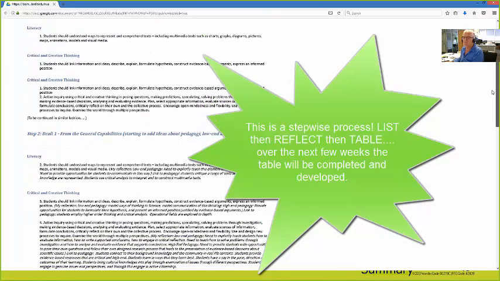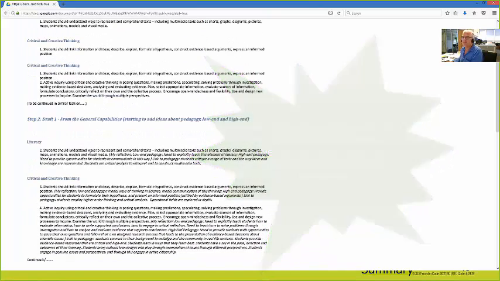What that basically means is you can see what she's done here. She's taken the initial one: students should understand ways to represent and comprehend texts. And down here, in her literacy draft, she said students should understand ways to represent and comprehend text, including multimedia text, etc. Her reflection: low-end pedagogy, need to explicitly teach the element of literacy. High-end pedagogy, need to provide opportunities for students to communicate in this way. Linked to pedagogy, students critique a range of texts and the way ideas and knowledge are presented.